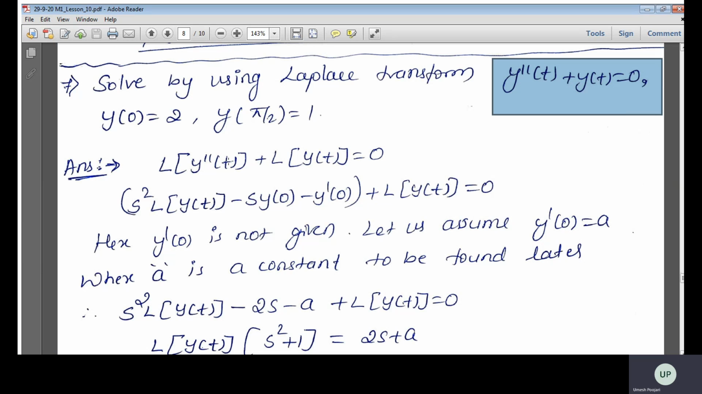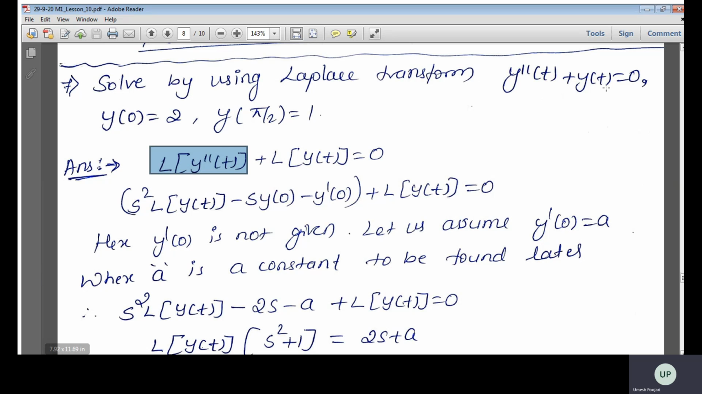So L of y double dash of t plus L of y of t equal to 0, because L of 0 will be 0. Then the formula for L of y double dash of t is s square L of y of t minus s into y of 0 minus y dash of 0, plus L of y of t as it is, equal to 0.